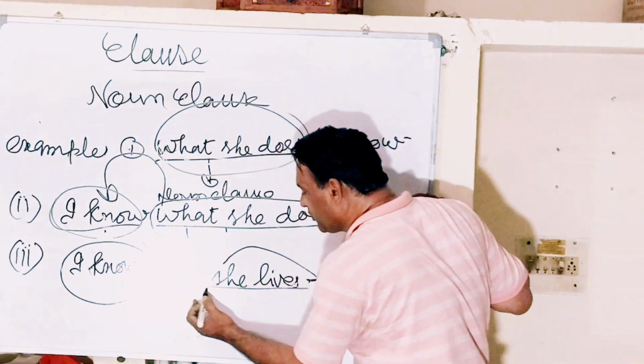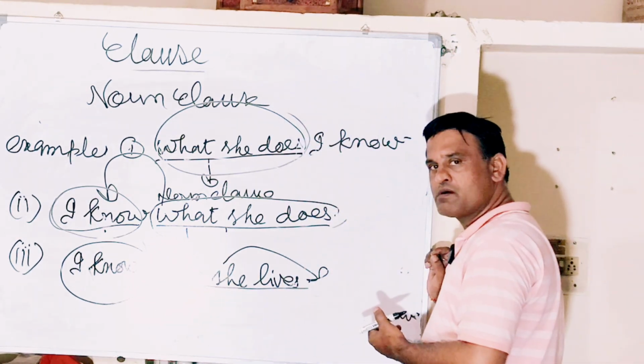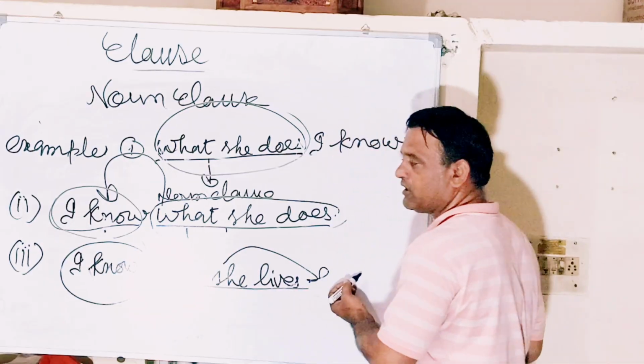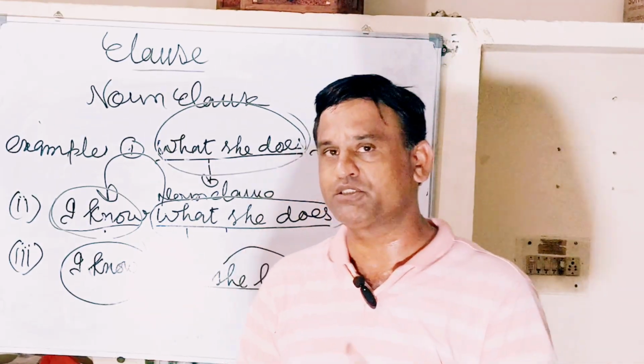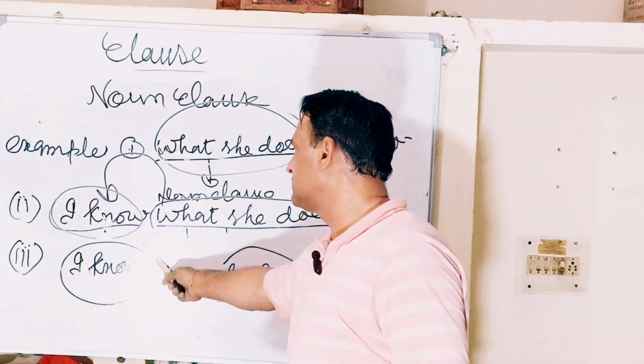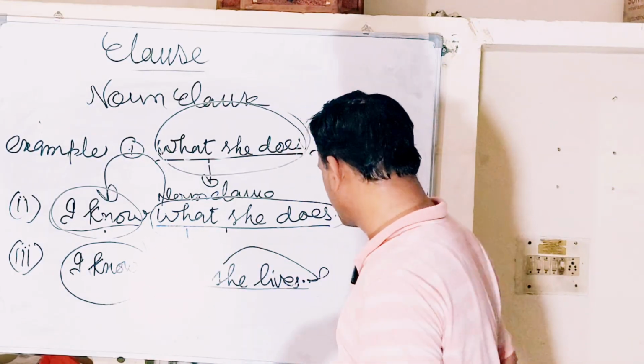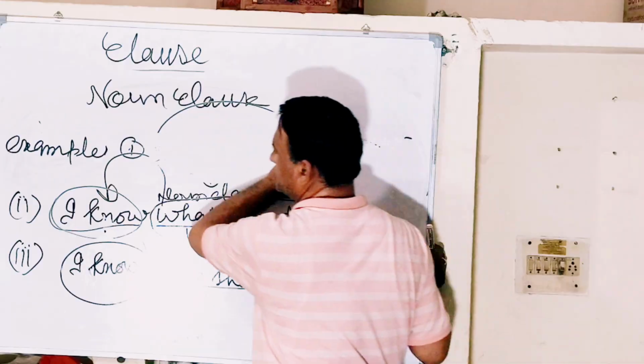मैं जानता हूं कि वह कहां रहती है. मैं जानता हूं कि वह कहां रहती है. ये यहां पे क्या है? Where she lives, a noun clause. ठीक है ना? Next, let us frame another sentence.